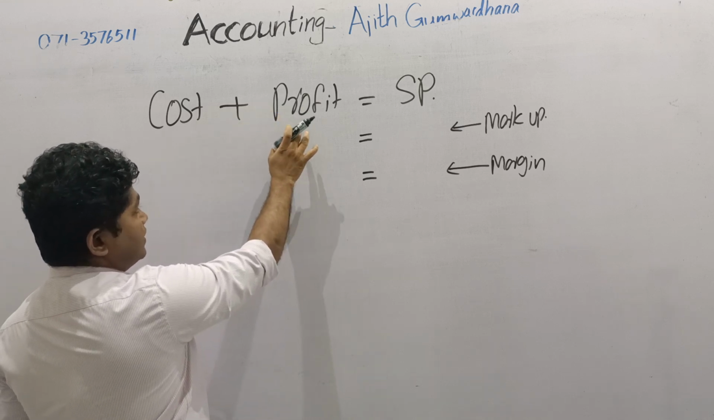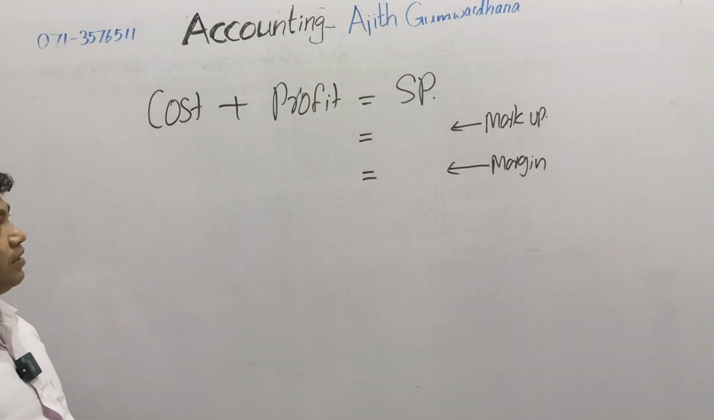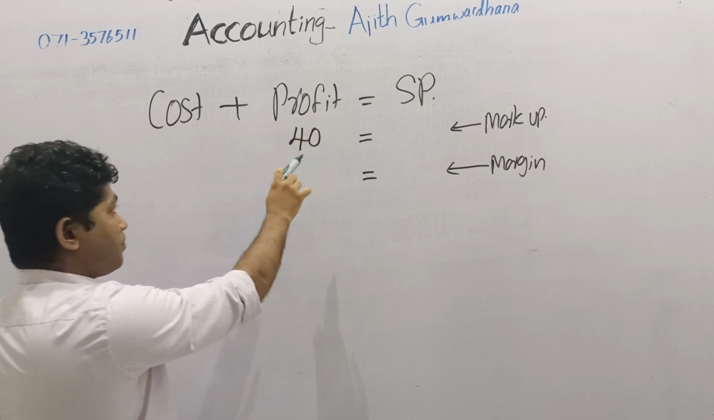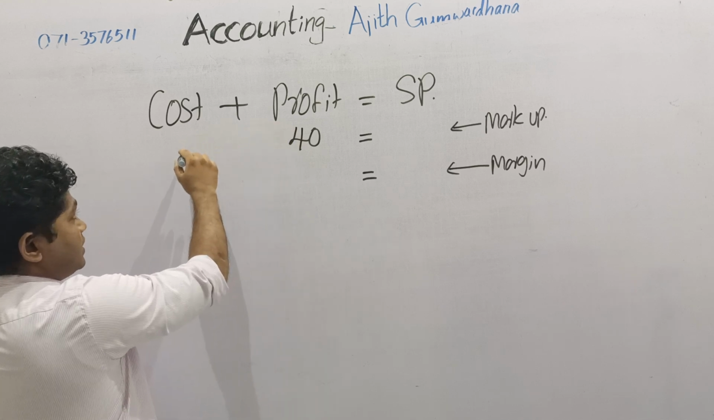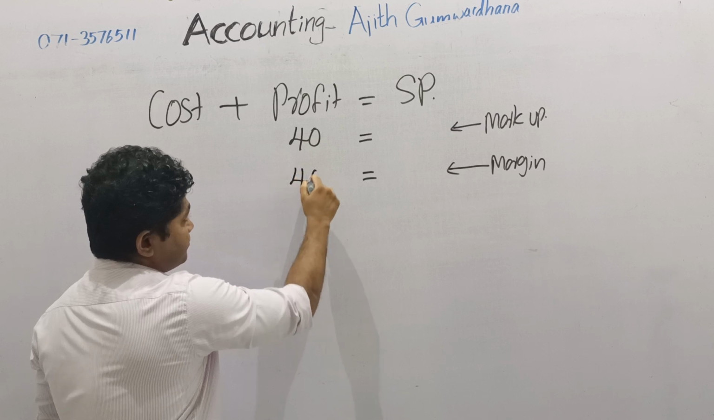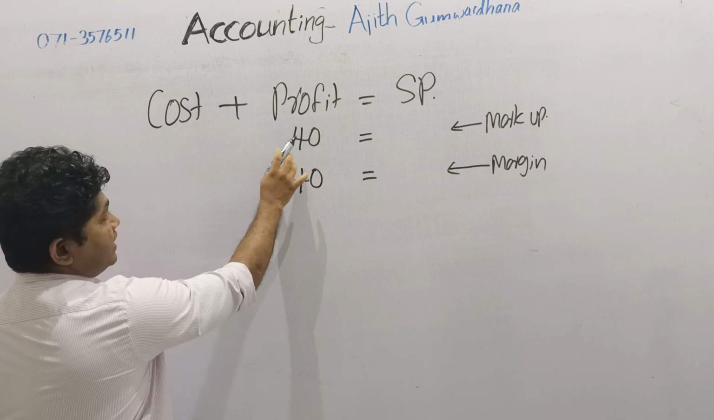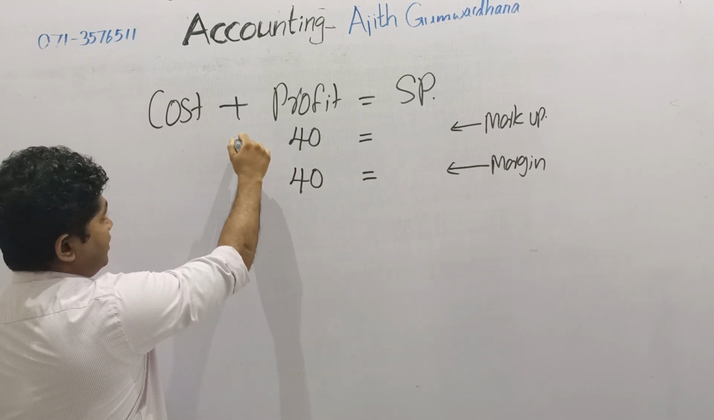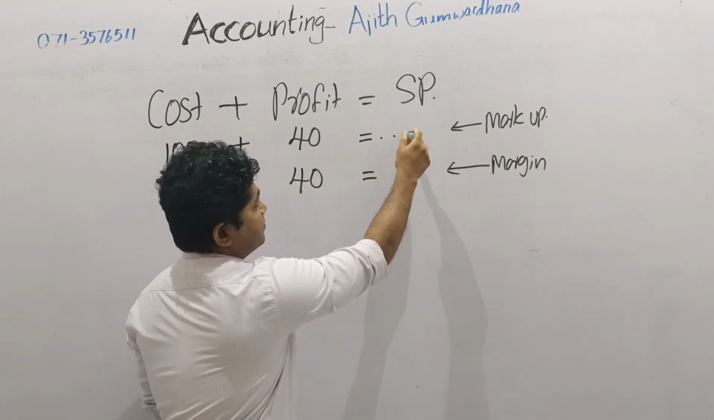Profit can be decided based on cost value. It is called profit markup. Think of an example: profit equals 40%. If it has been decided based on cost value, it is called profit markup. Therefore, if it is markup, cost value is 100, and the selling price can be calculated.